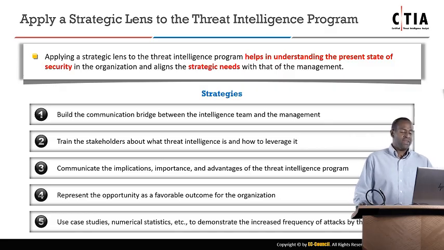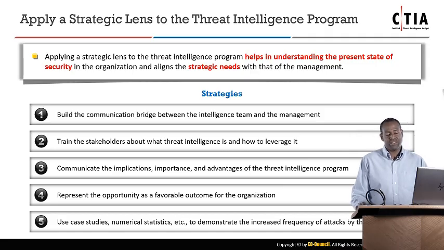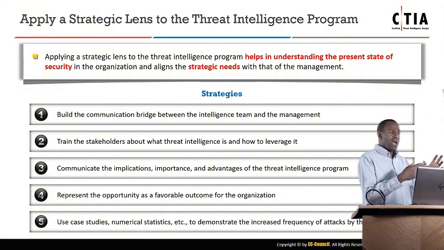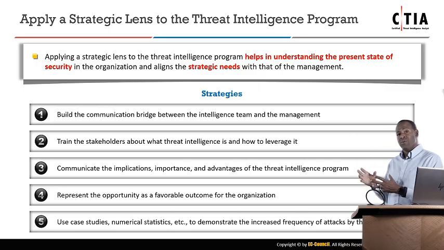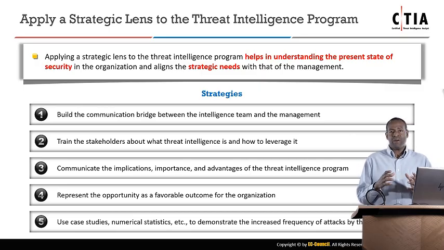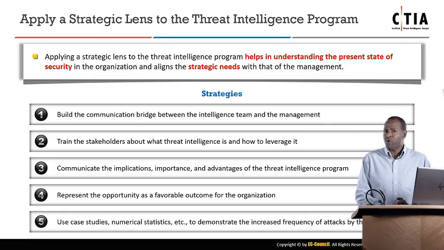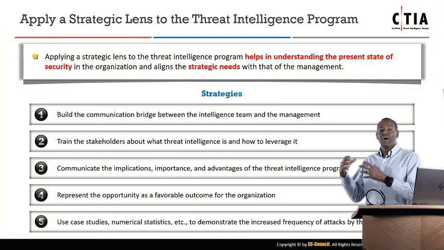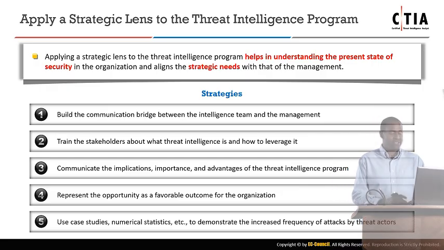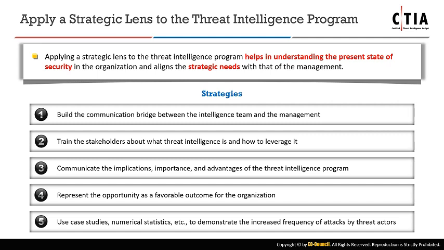Number three, communicate the implications, importance, and advantages of the threat intelligence program. So implications. So what is this going to mean? How would we look in the future compared to how we look now? What are the implications of having that program now? What does that mean we're going to be able to do? And why is that important to the organization? What advantage does this give us? And one thing that's important to elucidate also is what advantage does this give us above other organizations of the same class?